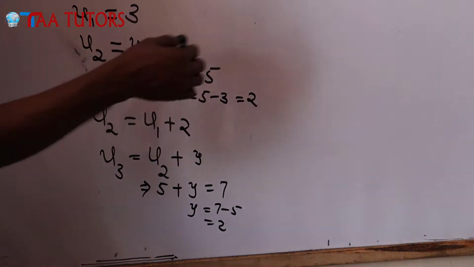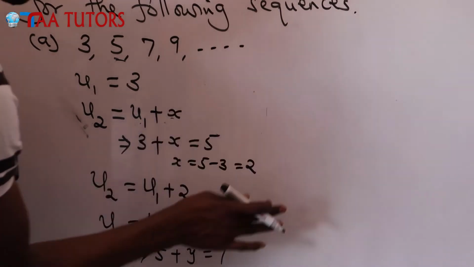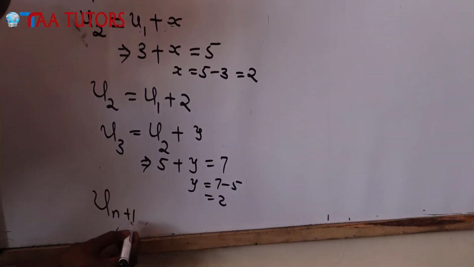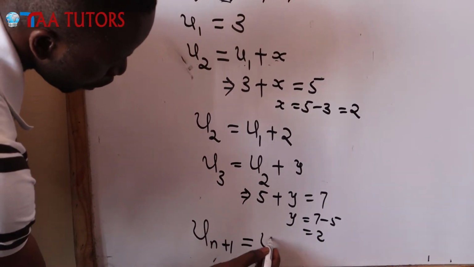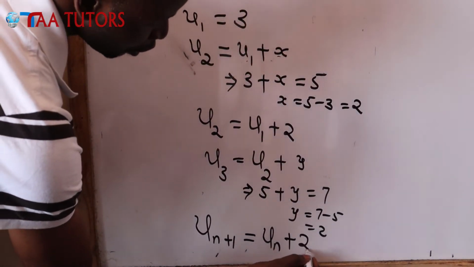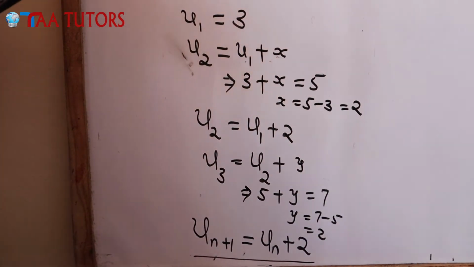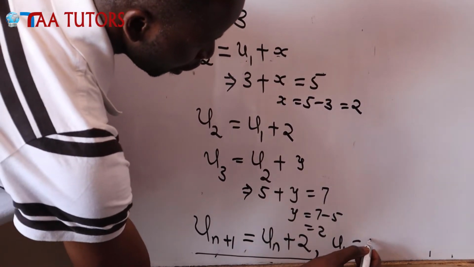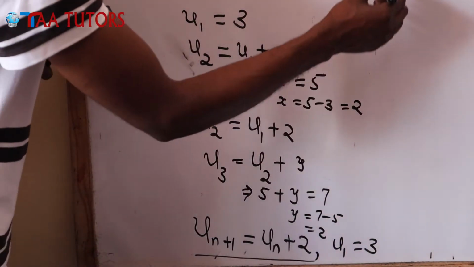So what we can now say is that for us to get u(n+1), the next term, it should always be un, the previous term, plus 2. That is the recurrence relationship for this particular sequence, and we have to indicate that the first term should be 3. So this is the recurrence relationship for this particular work here.